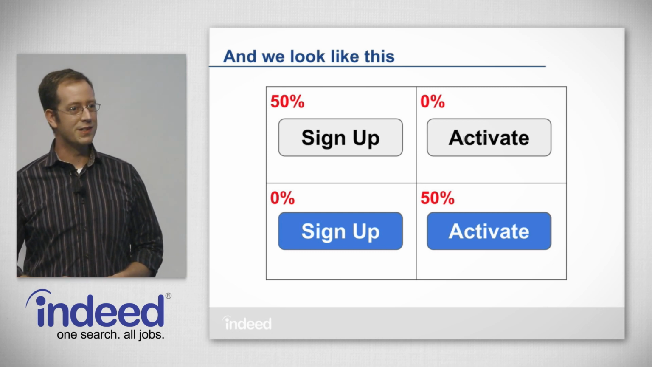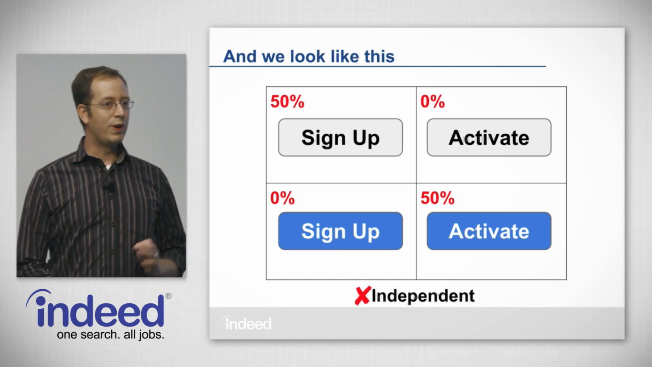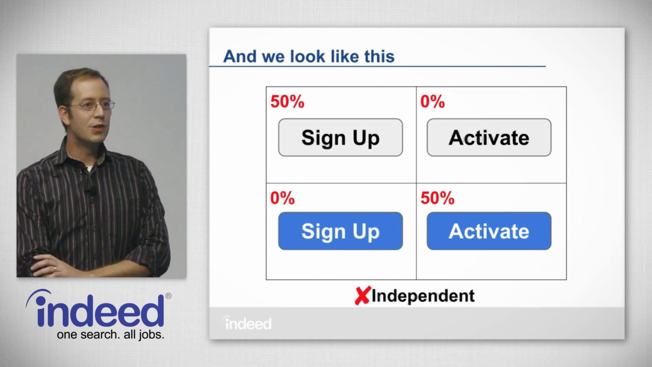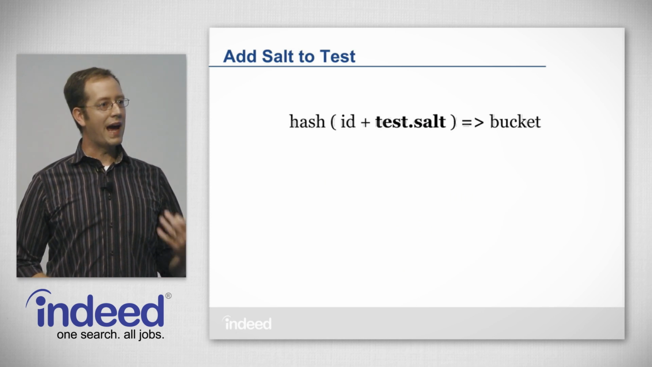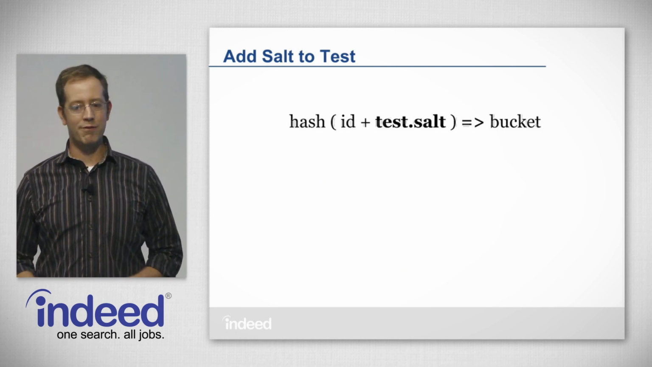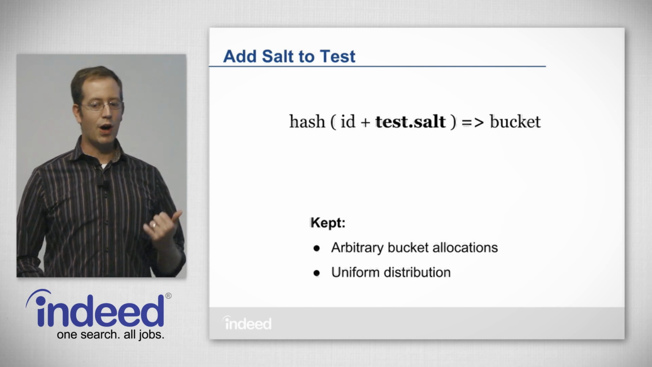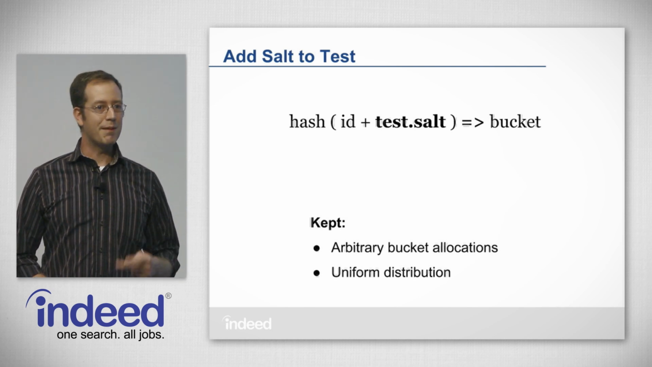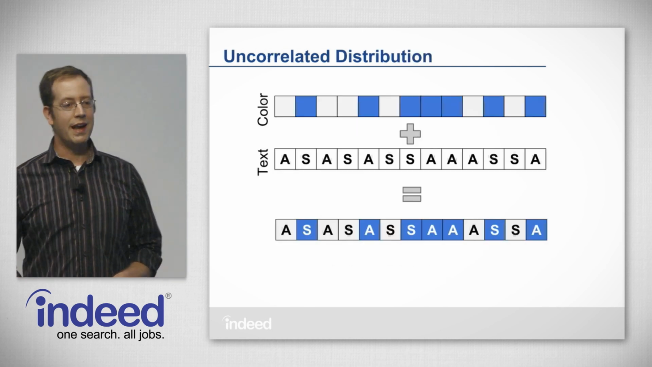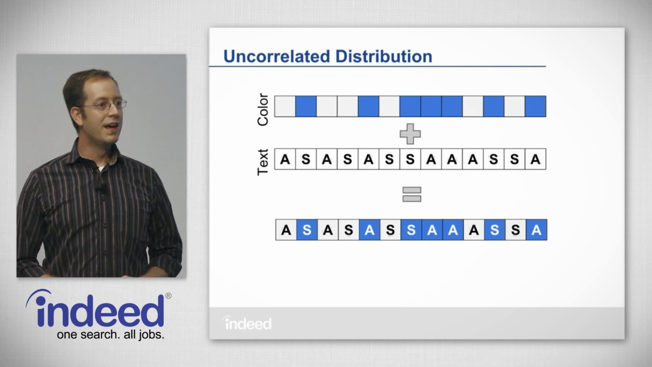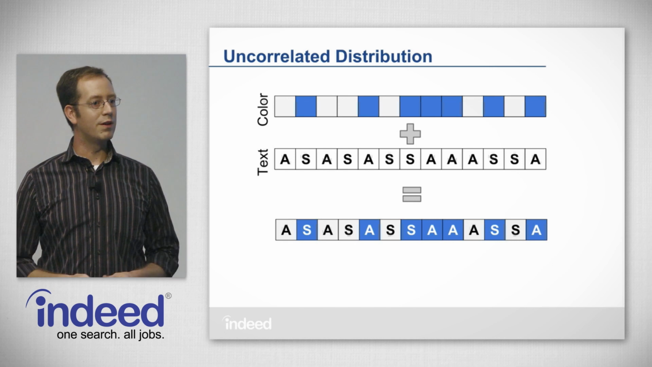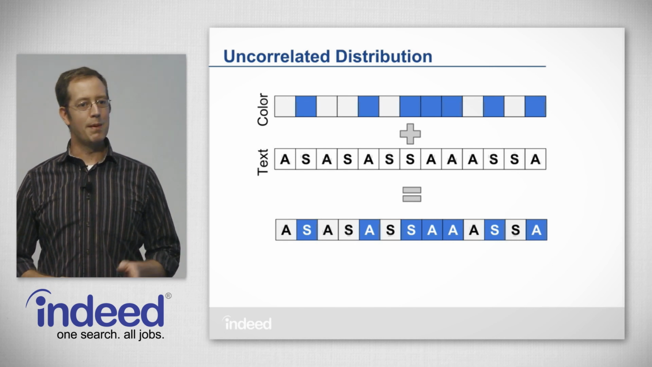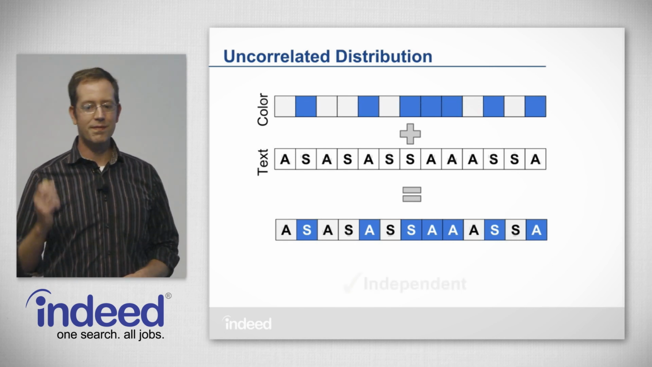Fortunately, this is also easy to solve. As long as we can fix the lack of independence, so long as we include something from each test as part of our hash. If we add a salt to every test and use it as part of the function, then we've kept our arbitrary bucket allocations. We've kept our uniform distribution. And now we've got a complete mix-up. The same user hashed for 2 different tests will get 2 completely different distributions, and we'll get people in all 4 buckets split up the way that we want. Fixed.